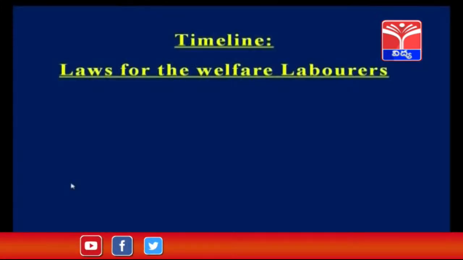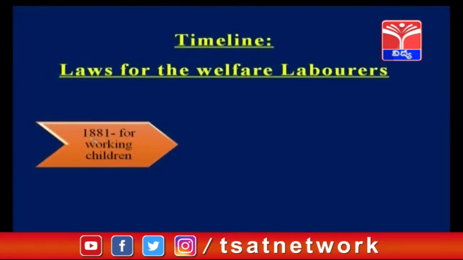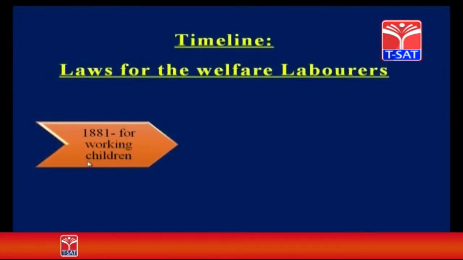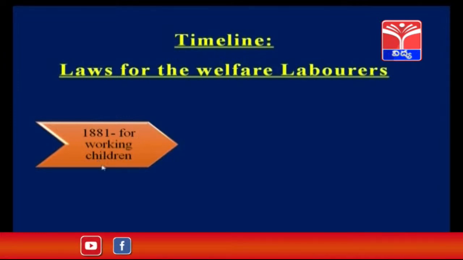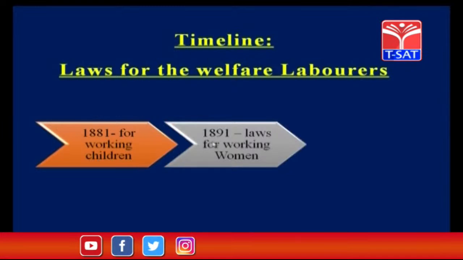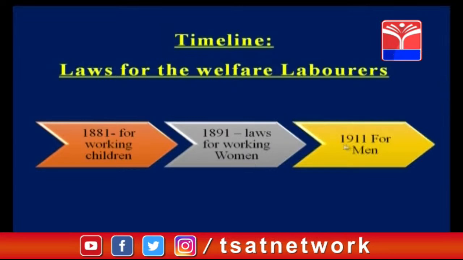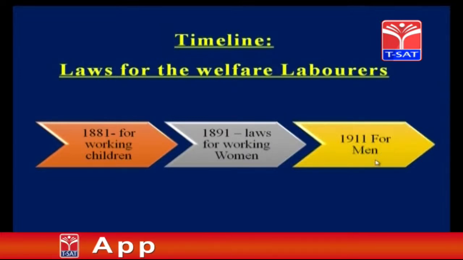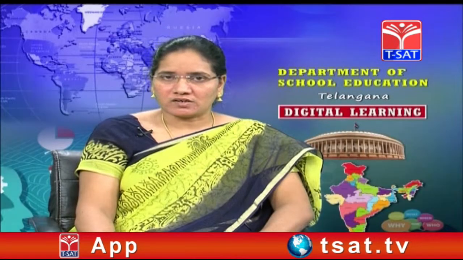Let's see the timeline of laws for the welfare of the laborers. The first law for the working class was made in 1881, and this act made laws for working children. Later in 1891, laws were made for working women. In 1911, laws were made for men. Let's see the important laws made for children, women and men.